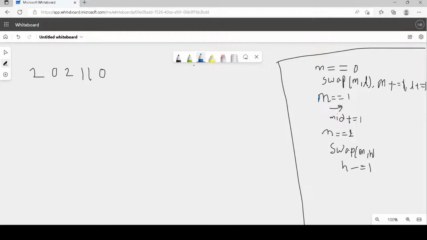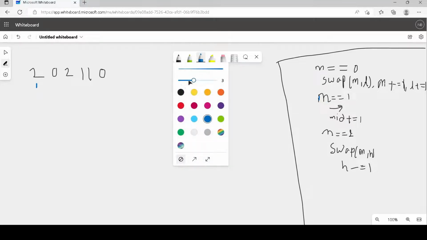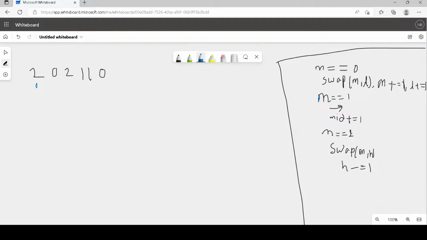Okay, let us try a dry run for this one. I have previously said that I will take my low pointer and mid pointer at the starting position, and the high pointer at the ending of the array. First of all, the mid pointer is at element 2.